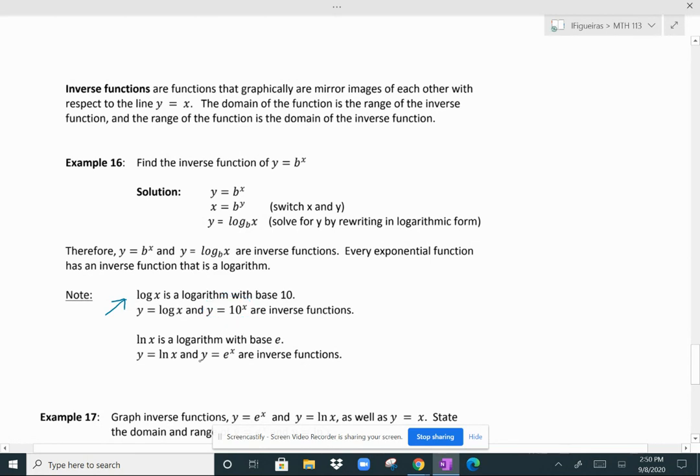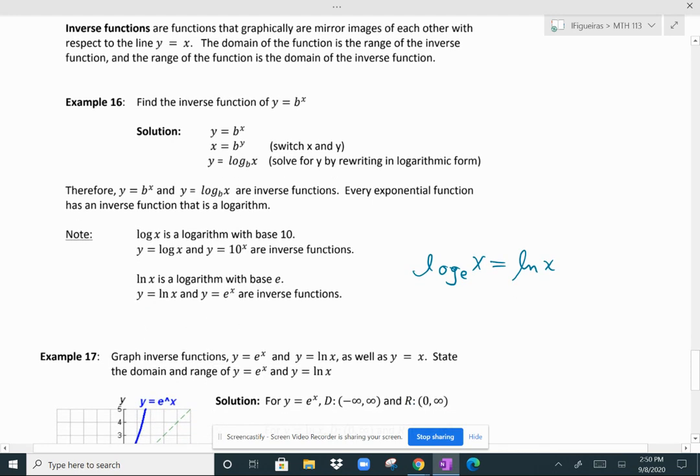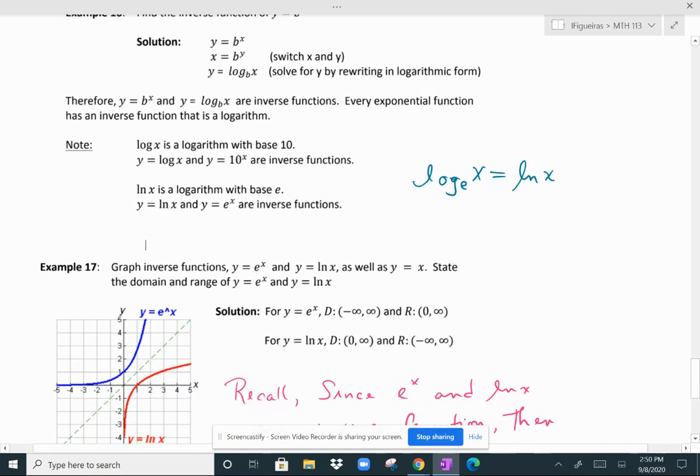If you have a base of e, then we use the ln function. So log base e of x is the same as ln of x. It's just a special notation. This is called a natural log. That's where the n comes from. And the inverse of the natural log is the exponential function e to the x. Natural logs are used really often in mathematics, more so than the common log. So we need to make sure we understand that.